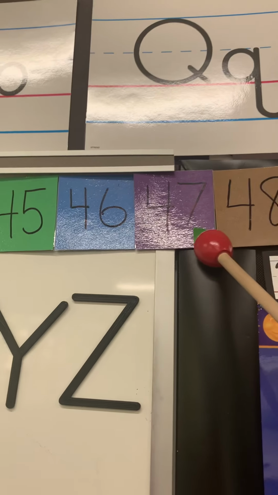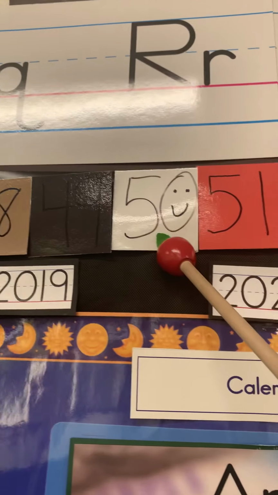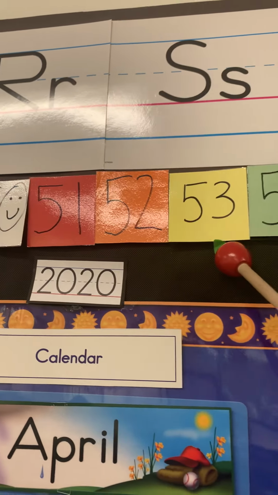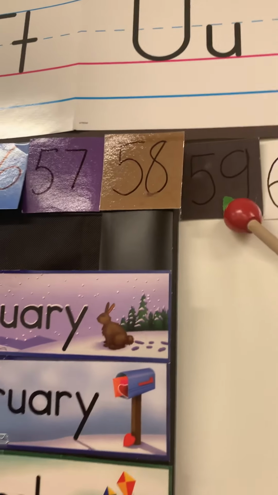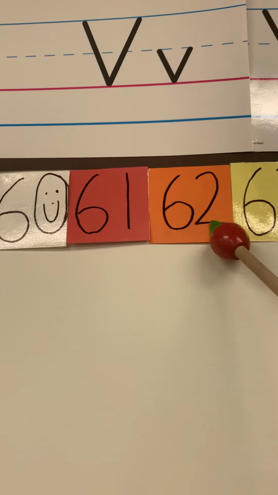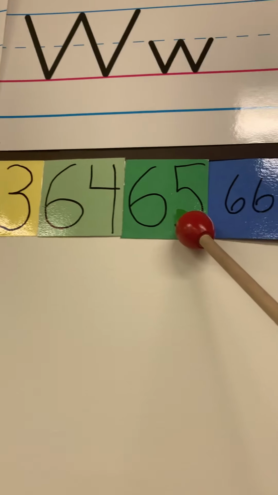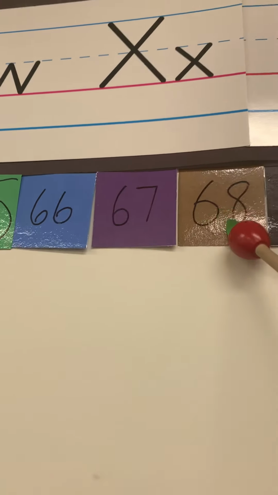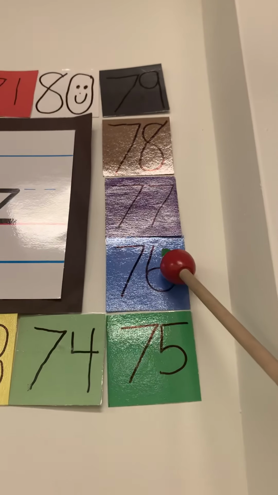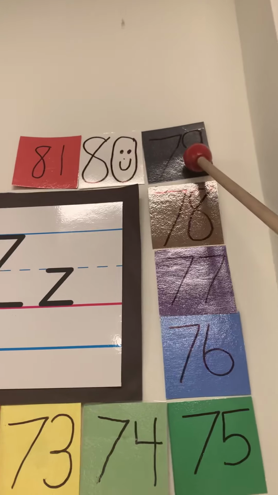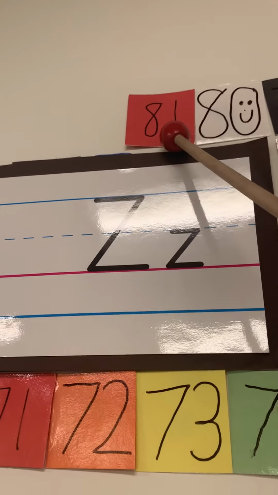45, 46, 47, 48, 49, 50, 51, 52, 53, 54, 55, 56, 57, 58, 59, 60, 61, 62, 63, 64, 65, 66, 67, 68, 69, 70. Take a big breath. That's a lot of counting. Ready? Keep going. 71, 72, 73, 74, 75, 76, 77, 78, 79, 80, 81. Way to go, pre-K. That was a lot of counting.